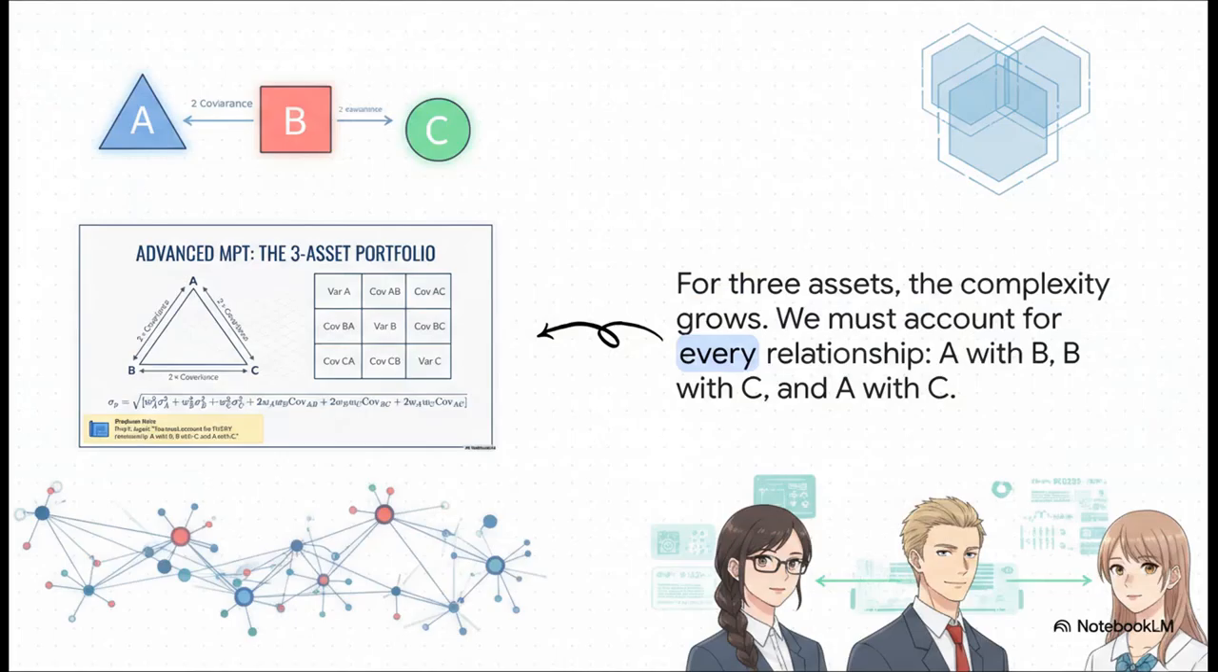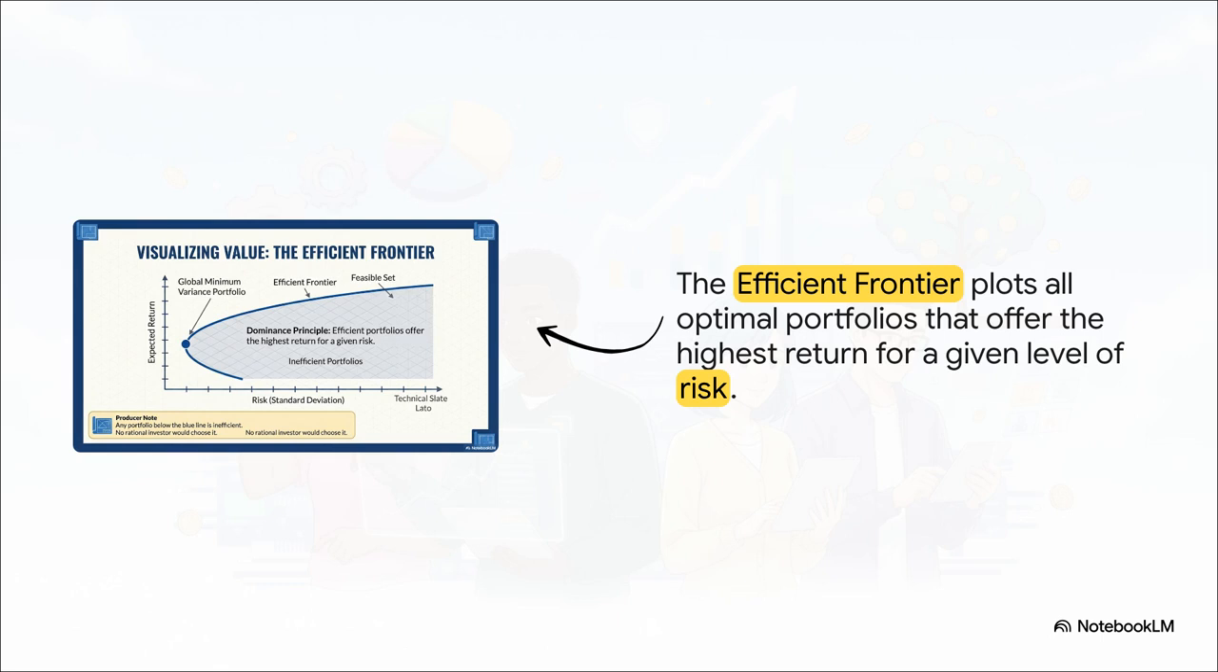Now let's scale this up to 3 assets and see what happens. The logic is exactly the same, but you can see how the math starts to expand. You still have the individual risks for A, B, and C, but now you have to account for the covariance between every single possible pair. That means you need A's relationship with B, B's relationship with C, and A's relationship with C. You can imagine that as you add more and more assets, the number of these relationships you have to calculate just explodes.